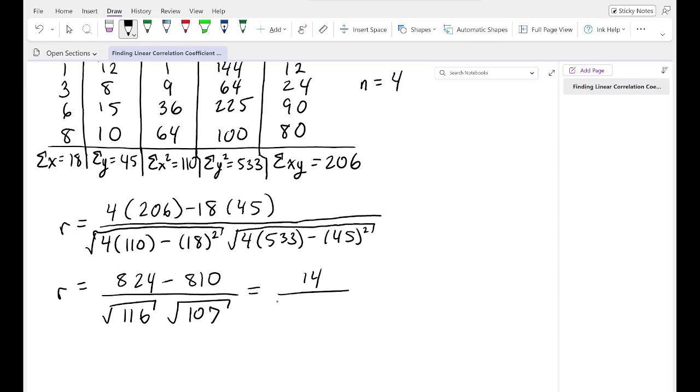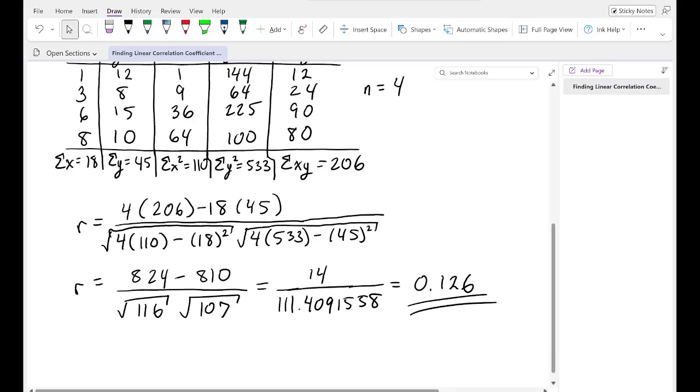I'm going to go with the full approximation from my calculator, which is 111.4091558. And then just 14 over 111.4091558, which is going to give you, to 3 decimals, 0.126. So there is your linear correlation coefficient done by hand.